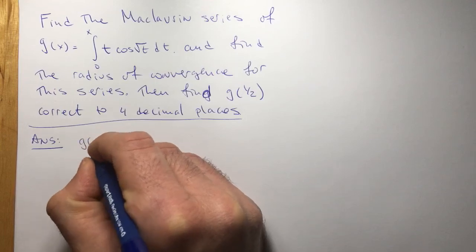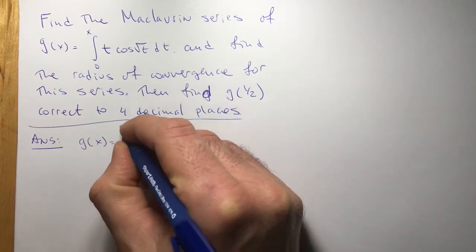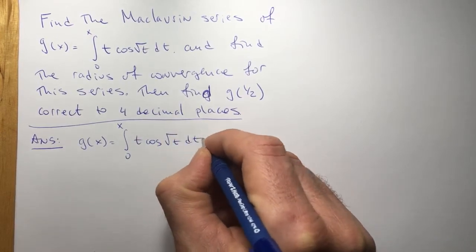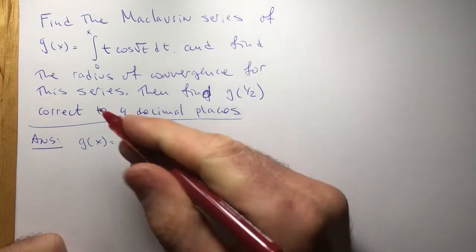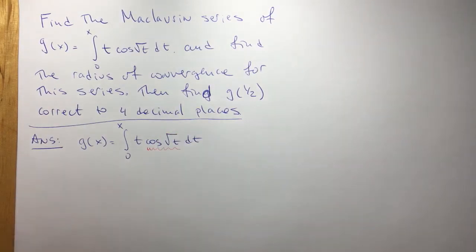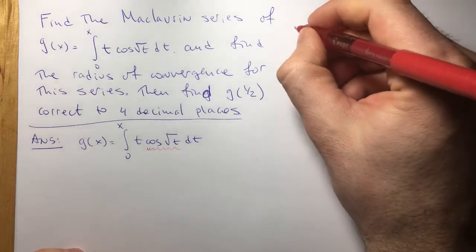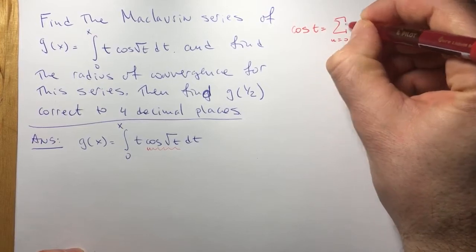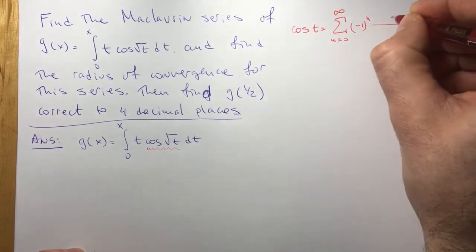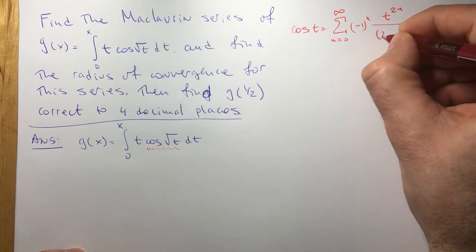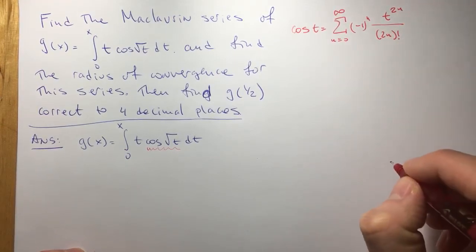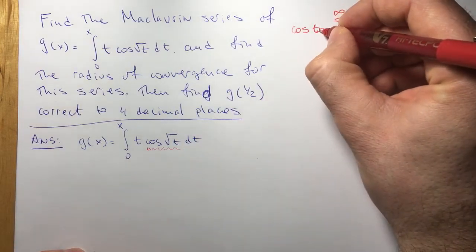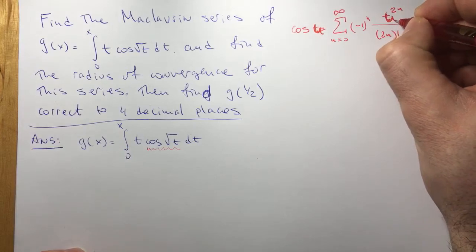Okay, g of x is equal to the definite integral from 0 to x of t cosine of square root of t dt. Now, obviously, we will have to expand cosine of square root of t. So we have in mind cosine of u, the Maclaurin series is the sum as n goes from 0 to infinity of negative 1 to the power of n, u to the power of 2n over 2n factorial.